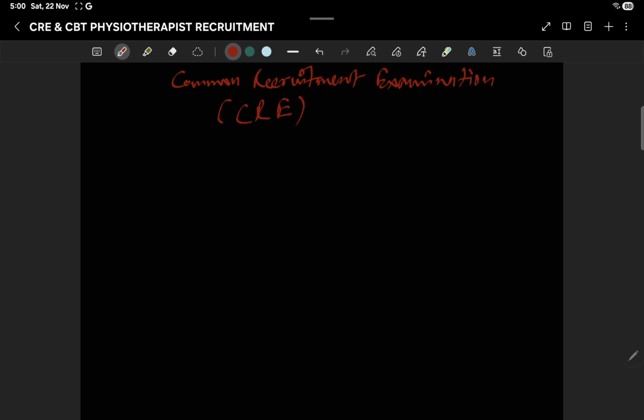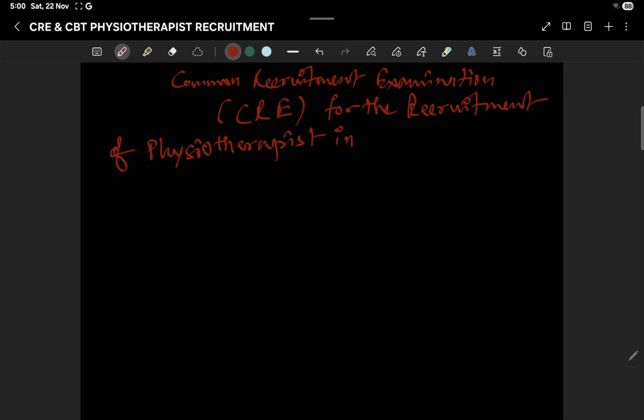Hello everyone. Today we are going to study about the Common Recruitment Examination, or commonly known as CRE, for the recruitment of physiotherapist in AIIMS, All India Institute of Medical Sciences, all over India.